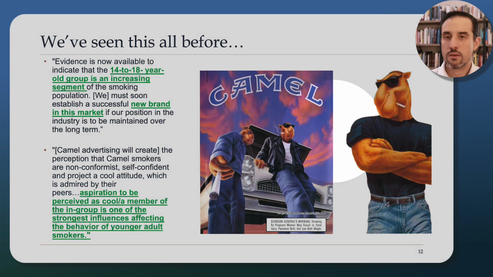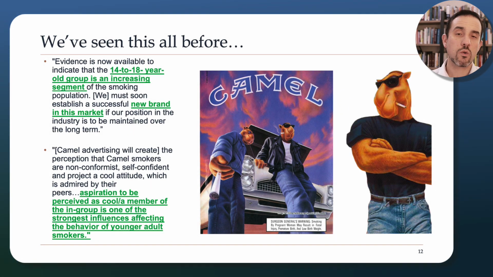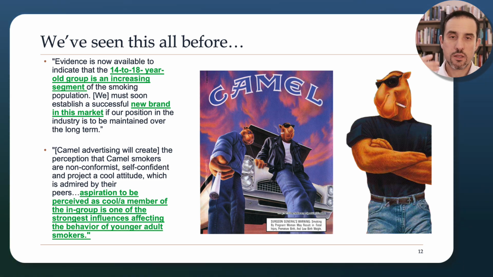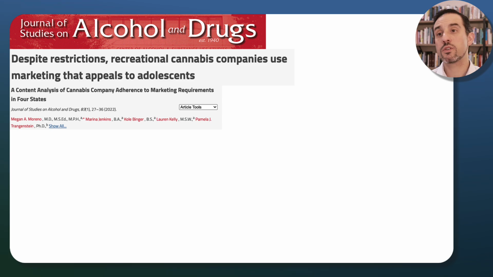Joe Camel exists because that is what cool looked like to teenagers, right? That's what they were trying to emulate. And that's what they were saying in their internal documents. There's this perception that Camel smokers are nonconformist, self-confident, project a cool attitude. We know that this influences younger adult, it says here younger adult smokers, but let's be honest, right? Who else is rebelling? And this is something also that bridges over into THC.